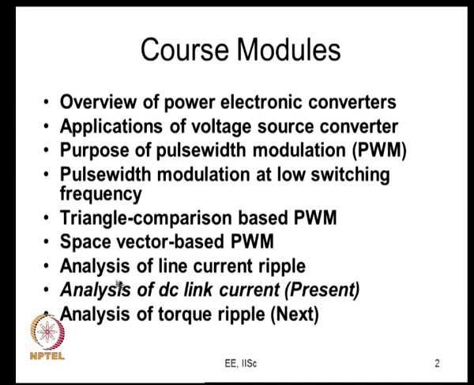Then, after an analysis of that, we have gone into the analysis of DC link current, which is what we have been doing presently. We did it in the last lecture, and we had a few discussions on that. We are going to consolidate those discussions and take it to some kind of logical conclusion in this particular lecture. And after that, we would be going into the analysis of torque ripple.